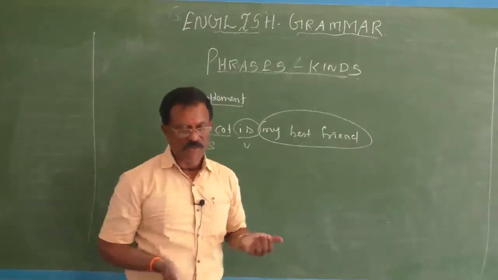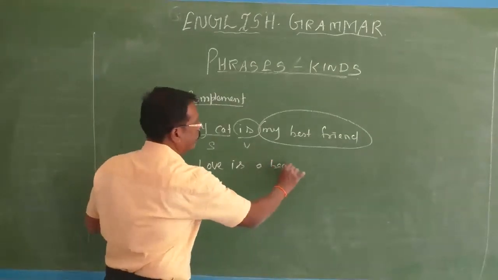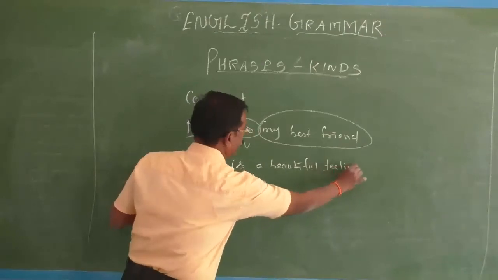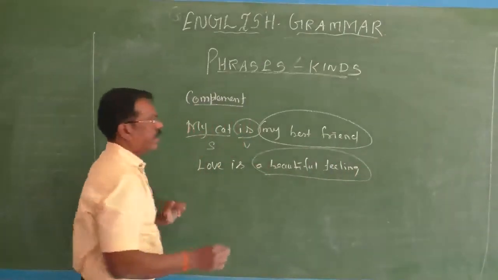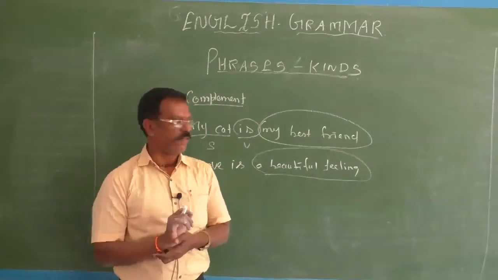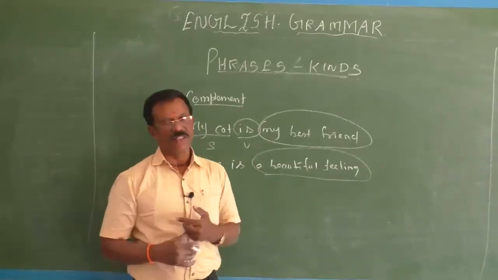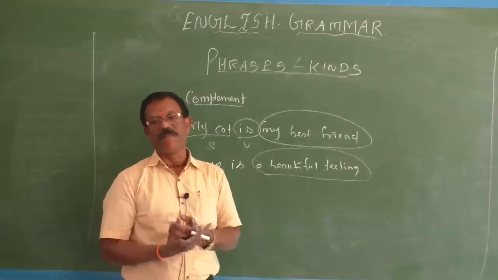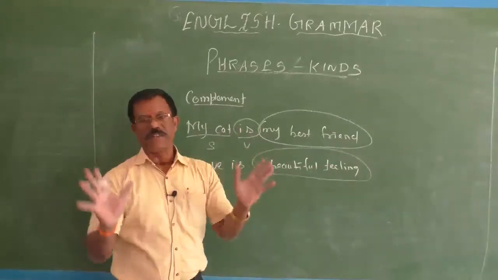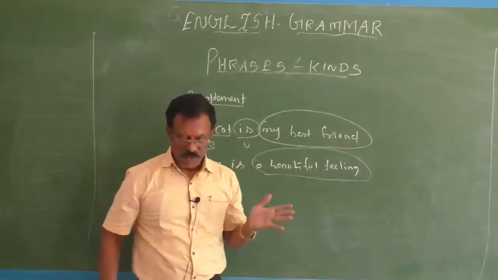Love is a beautiful feeling. One more example. Here a beautiful feeling is a noun phrase. It is a complement here. Love is a subject, is is a verb, a is an indefinite article, beautiful is an adjective, and feeling is a gerund, a verbal noun. So a beautiful feeling all together forms a noun phrase, and here it is used as a complement of a sentence. So from this, what can you learn, children?